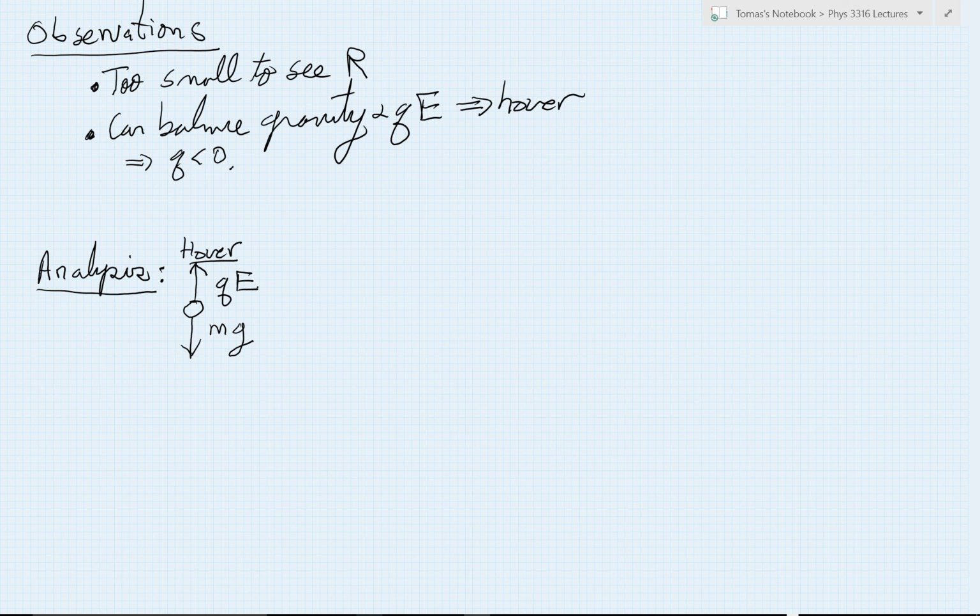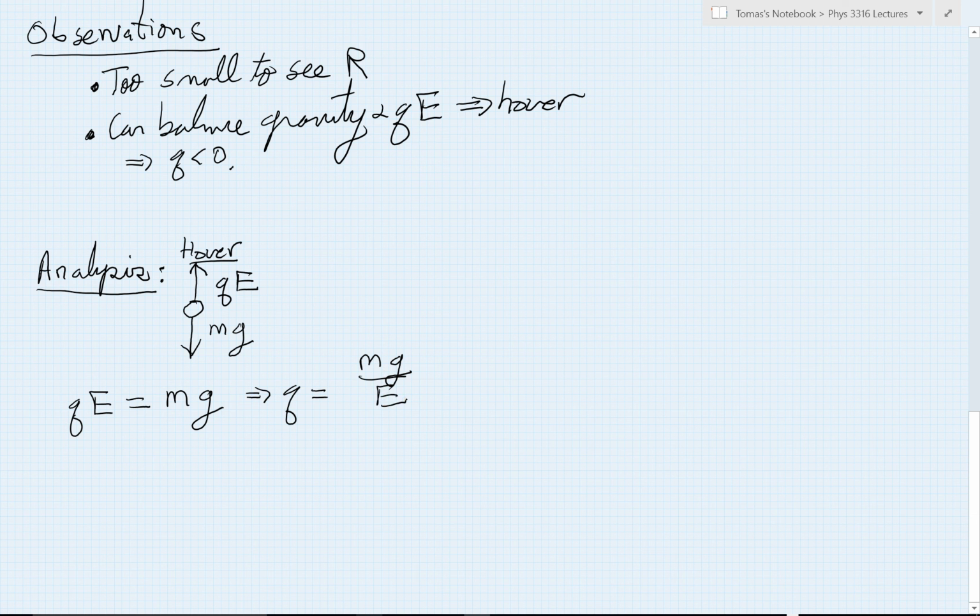So then, because this is hovering, we have a force balance. So then Q times E is going to be balanced directly against the mass of each drop times gravity, g. And that, of course, is going to make it very easy for us at the end of the day to actually solve for each individual charge. It'll just be the mass of each drop times g divided by the electric field.